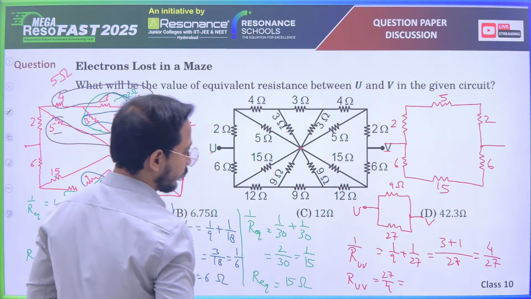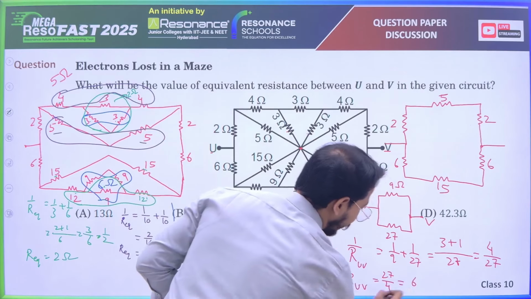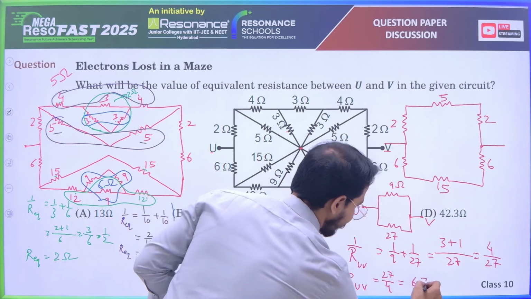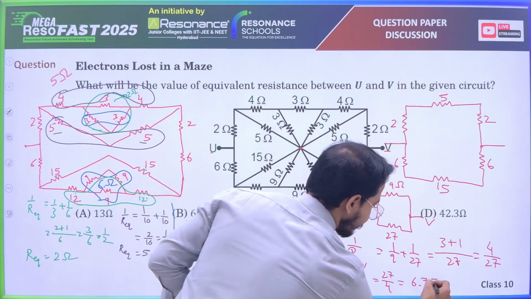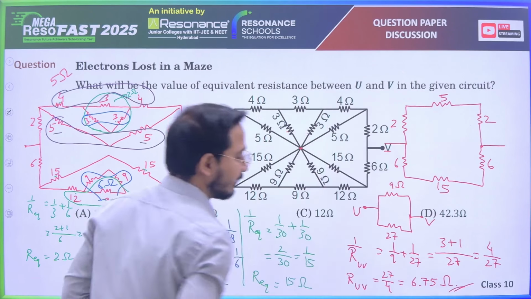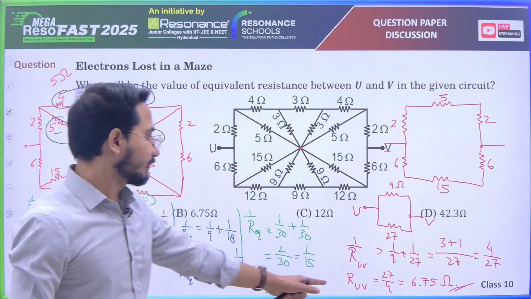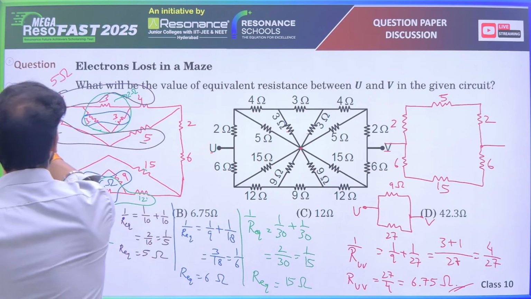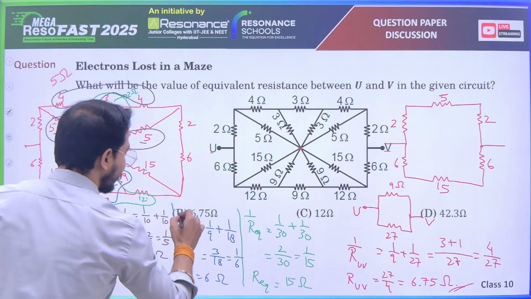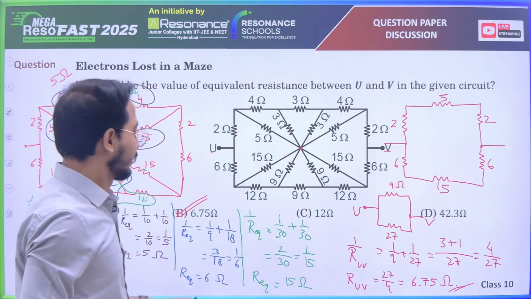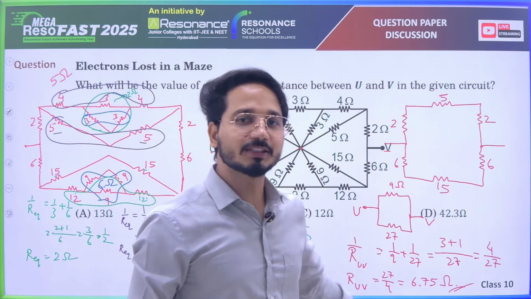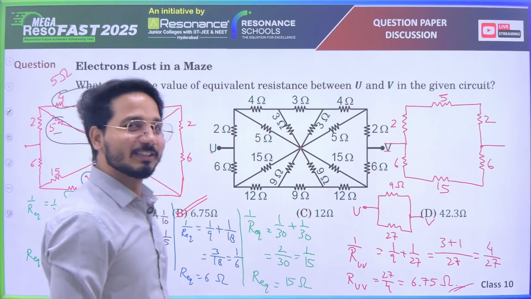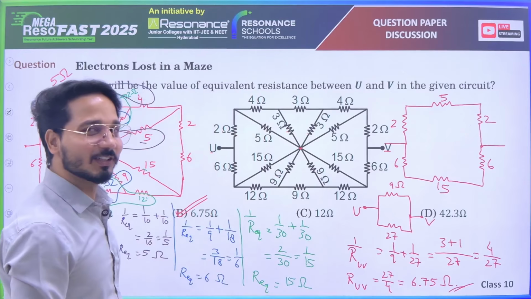If we calculate, then 27 by 4 is 6.75. Finally, our answer is 6.75. So option B is perfectly matching with our answer. 6.75 is our answer, the equivalent of this circuit. Wow, two good questions, right? Moving ahead to the next question.